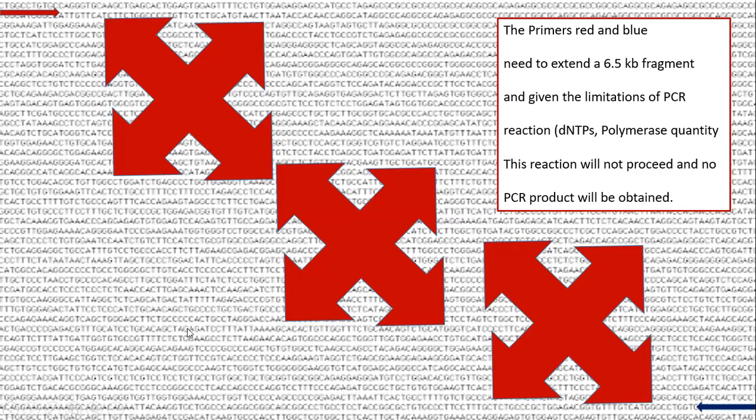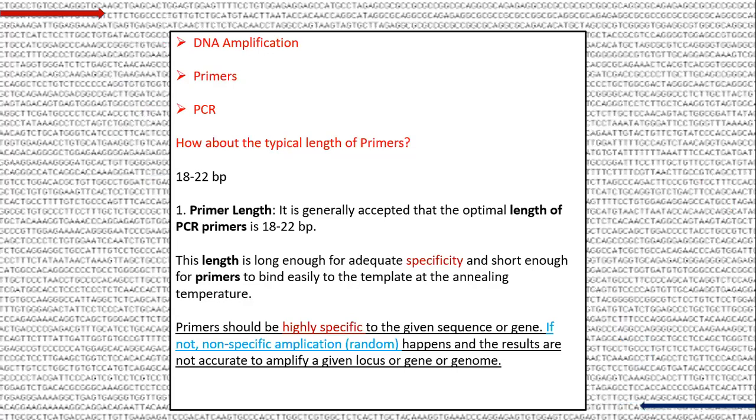Can I do that? No, absolutely you cannot, because the reaction has a typical primer binding and annealing temperature that depends on the composition, the GC content, of the primer. Given the nucleotides, you cannot use such long primers. Typically the length of the primer is 18 to 22 base pairs only. That's why it is almost 19 here. The typical length is 18 to 22 base pairs, and it is generally accepted that this is the optimal length.